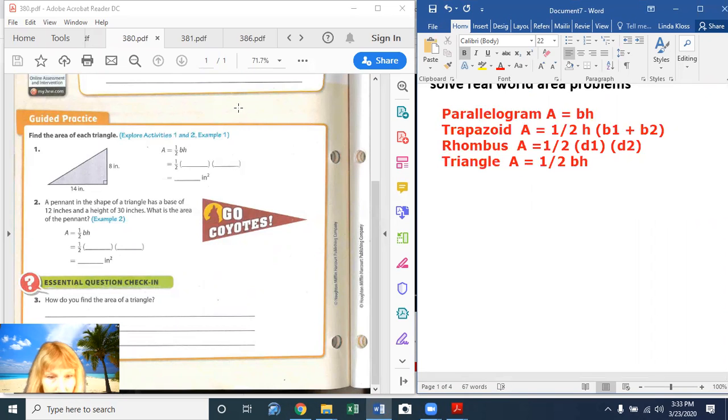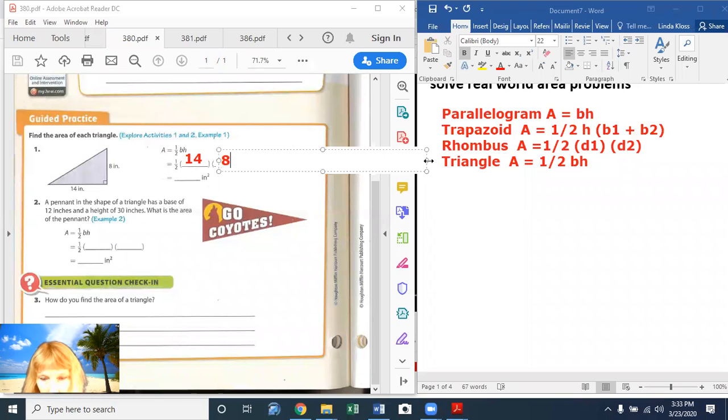The first problem over here, and I'll grab my little spotlight, we have the area of a triangle, and they want us to figure out what that area is. They're giving us the base, and they're giving us the height. So we're going to put that into our equation here. They're giving us the 1/2. So what is the base? Which one's the base? 14, correct. Let's put that in there. And then the height is 8, correct. Okay, put the 8 in there. See if we get that to fit good.